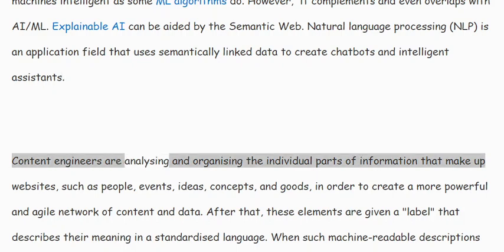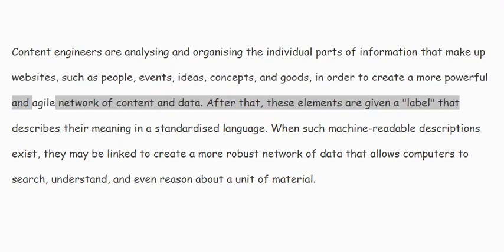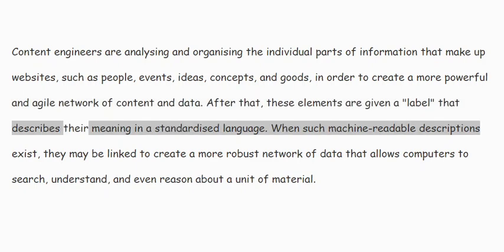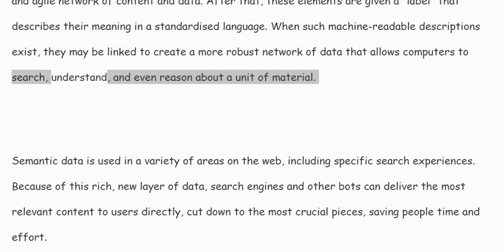Content engineers are analyzing and organizing the individual parts of information that make up websites, such as people, events, ideas, concepts, and goods in order to create a more powerful and agile network of content and data. After that, these elements are given a label that describes their meaning in a standardized language. When such machine-readable descriptions exist, they may be linked to create a more robust network of data that allows computers to search, understand, and even reason about a unit of material.